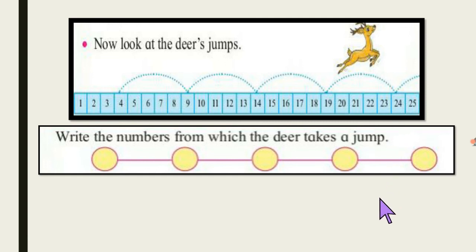It means every time the deer has taken 5 steps. He started from number 4. Then after 4, he jumps forward 5 steps, we get number 9. Then after 9, he jumps forward 5 steps, we get which number here? 14. Then after 14, he jumps forward 5 steps, we get number 19. Then after 19, he jumps forward 5 steps, we get number 24. Okay, do all of you understand this? Yes.